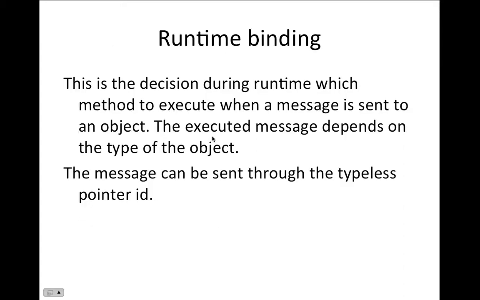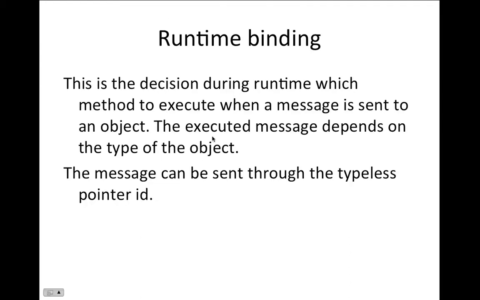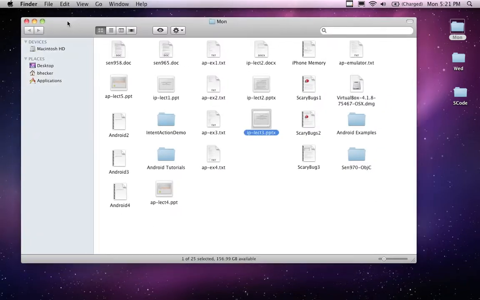In terms of runtime binding, this is the interesting part. So we can have multiple versions of these functions that override each other. And then when the program is actually executed and running is when the binding is going to occur. So the decision during the runtime, which method to execute when the message is sent to the object, is determined at runtime. So the executed message depends on the type of the object that's being performed. And the message can be sent through the typeless pointer ID as well. So ID is actually that interesting concept that we talked about last week. It is typeless. It's kind of an interesting concept, especially when Objective-C came from C++ that was very typed.